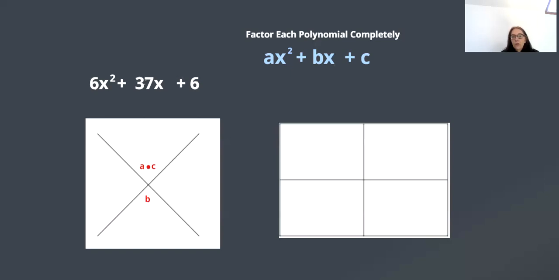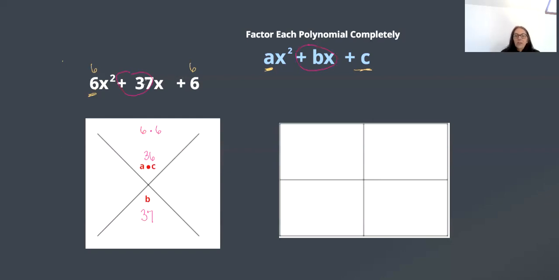So here we go. So a times c, again, a is the number in front of the x squared. C is your constant, the number by itself. So our a is 6 and our c is 6. 6 times 6 is 36. So a times c is 36. Now, let's look at b. b is the middle term. It's the one with just the x. So our middle term is 37. You see, I don't put any variables with those two numbers.